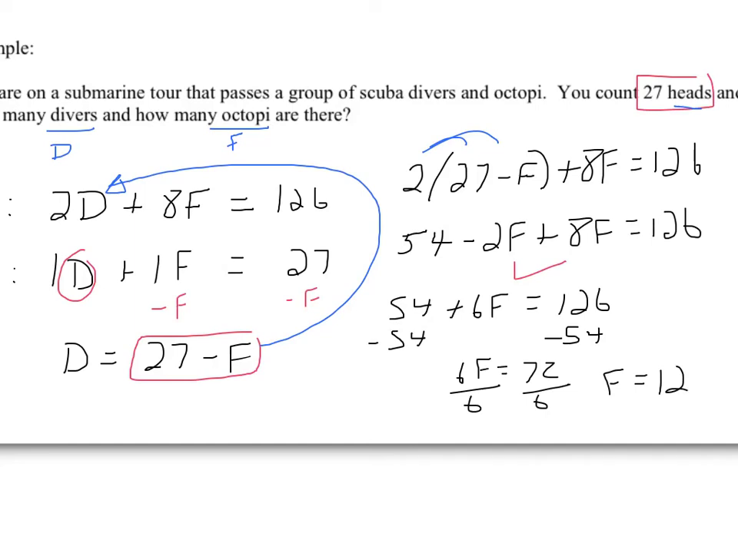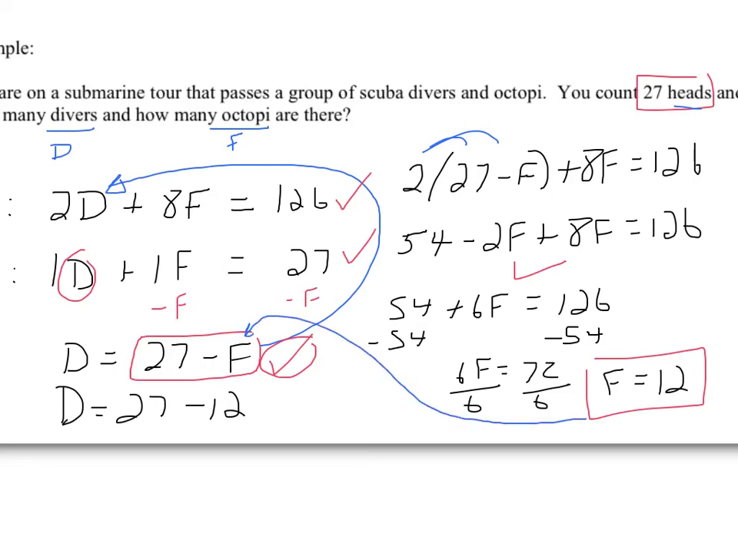Remember that this is a system of equations with 2 variables, so we just found one of the variables. Now we go back to our original equations, and remember we can plug that F into this equation, or this equation, your choice. The one that's going to be most efficient will be this one. So D equals 27 minus 12. So basically I took that value and I plugged it in right there.